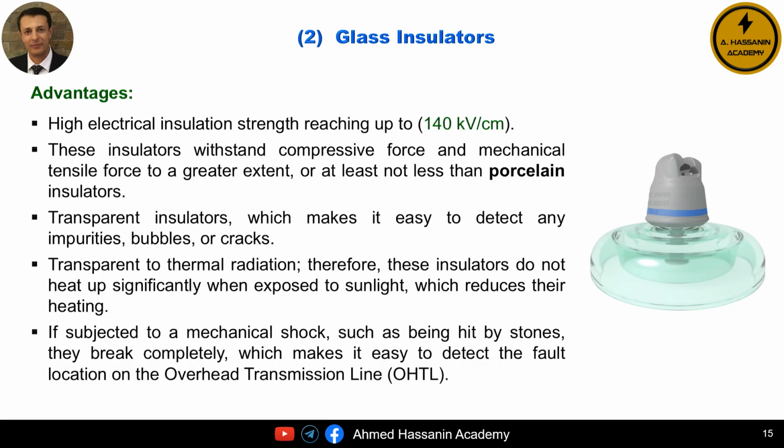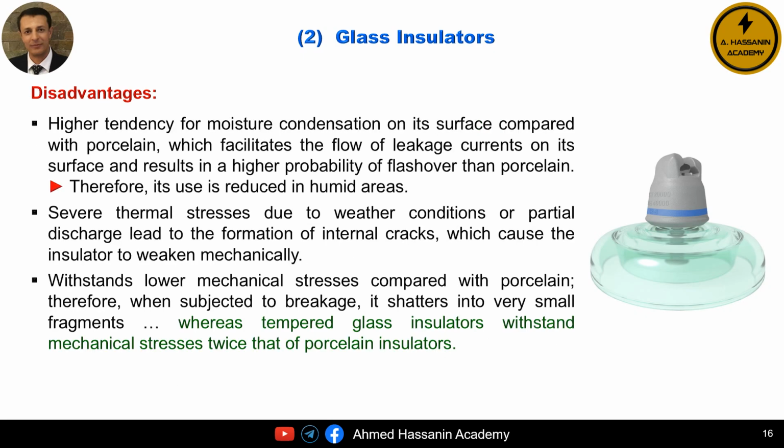Another important advantage of glass insulators is that if they are subjected to any mechanical impact, they will completely shatter, making it very easy to identify and locate the fault along the overhead transmission line. However, the main disadvantage of these insulators is the ease of moisture or water vapor accumulation on their surface. Unfortunately, the presence of moisture combined with dust leads to the formation of leakage current paths, resulting in partial discharge and possibly a flashover. Therefore, as much as possible, the use of these insulators should be avoided in humid environments or in areas where high humidity levels exist continuously.